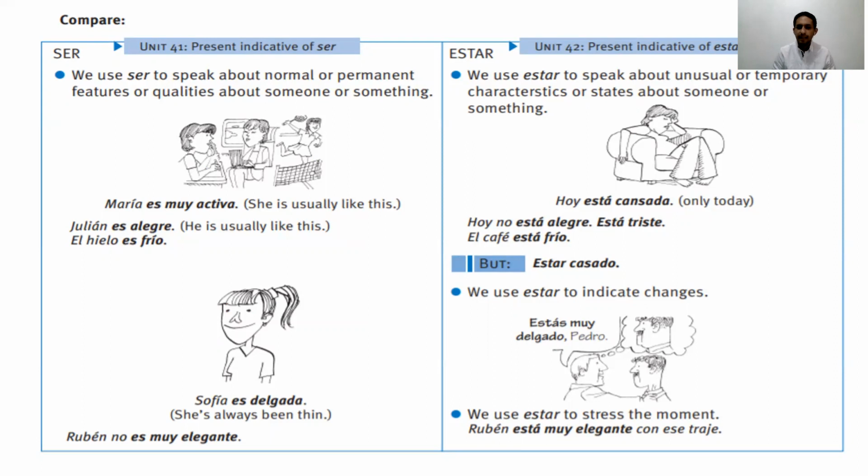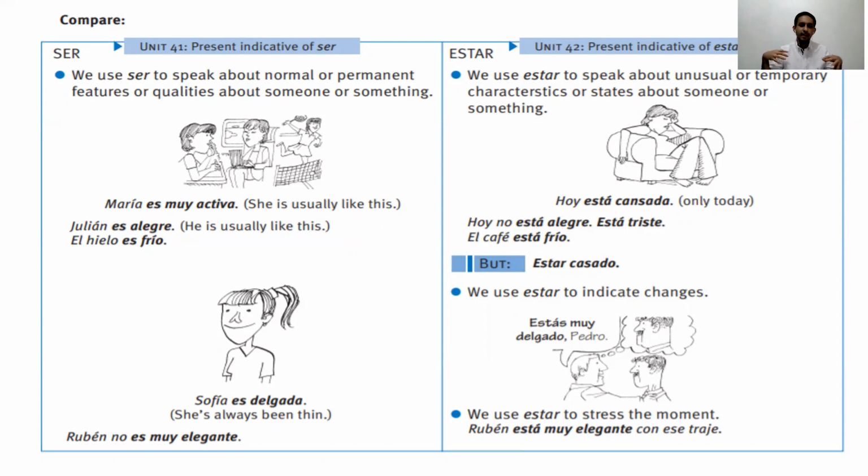Julián es alegre. That means Julián is always happy, joyful. Okay, el hielo es frío. Well, you know, the ice is cold. It's always like that. So, okay. Sofía es delgada. She's always been thin. That's the idea of Sofía es delgada. And Rubén no es muy elegante.